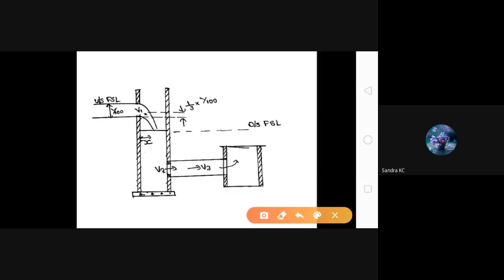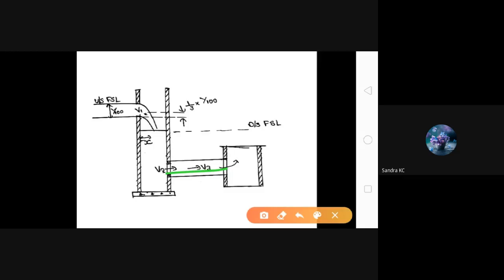First head loss at entry, second head loss due to sudden enlargement, and third head loss when the water is flowing through the pipe, there will be frictional head loss. Okay, so we need to determine the value of frictional head loss. So you need to write in the notebook as head loss in pipe length.